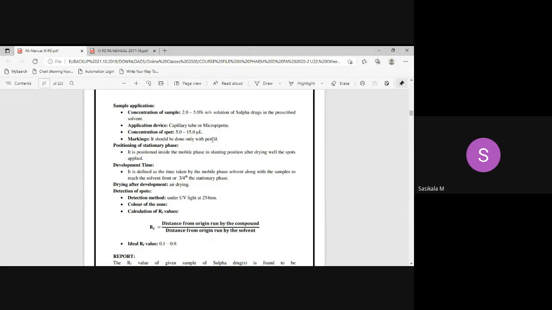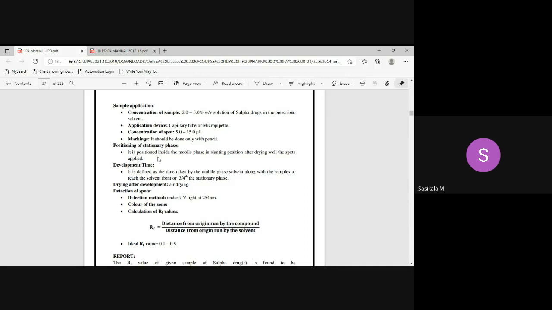Why do you have to leave that 0.5 to 1 centimeter? That is the mobile phase baseline. Your sample should not be immersed inside the mobile phase, otherwise it will dissolve in the mobile phase and no sample will be developed. So we have to leave some space. Above the mobile phase baseline, leave some 0.5 centimeter and then mark the baseline where you need to spot the sample. The distance the sample has moved is taken from this baseline for RF value calculation, not from the exact bottom of your stationary phase.